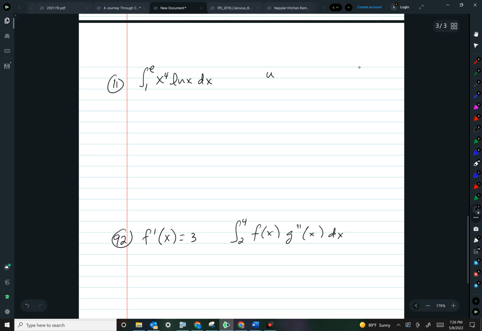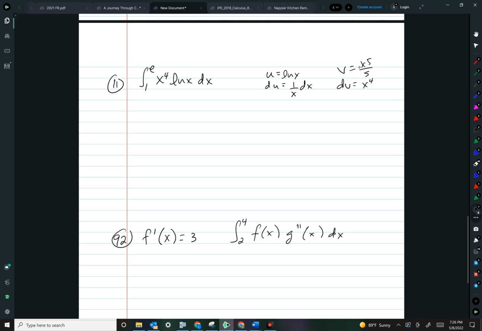I'm going to let u equal natural log, because remember that's one of our always statements. So u equals natural log, which means du is 1 over x. And then dv is going to be x to the fourth, which means v is going to be x to the fifth over 5. And even though this has the limits of integration from 1 to e, I think I'll do all of the integration, completely get that done, and then I'll go and plug in the 1 and the e.